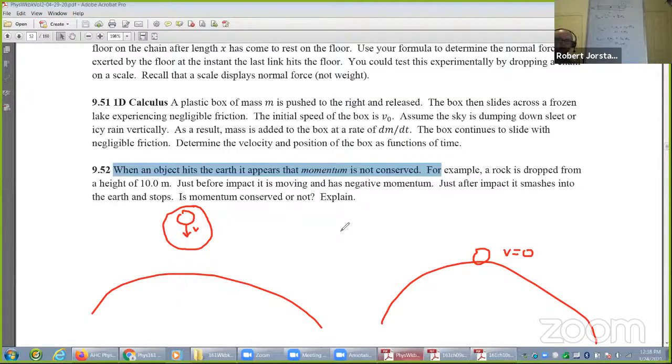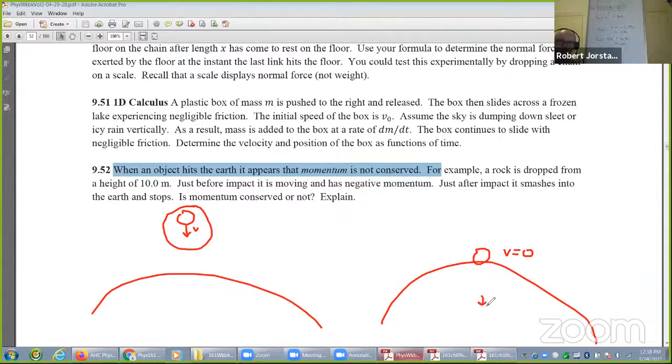Is momentum conserved or not? Explain this conundrum. Isn't the momentum transferred to the earth? The earth shifts down a little bit. Exactly. It is still conserved.